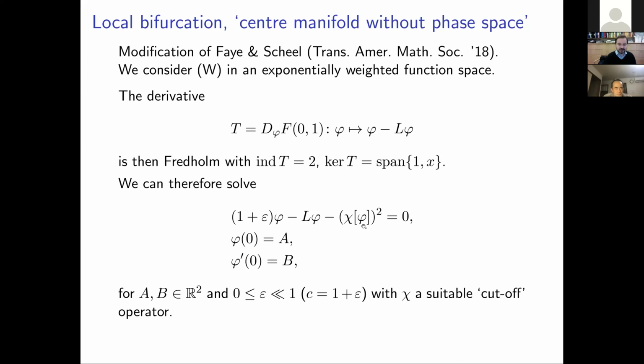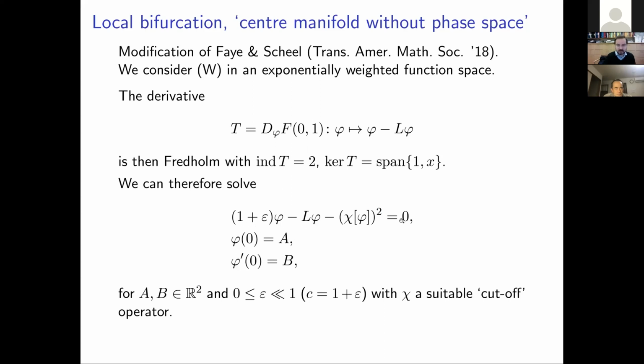And so what one does then is to modify the equation a little bit. We introduce the cutoff operator that I mentioned to make the nonlinearity bounded, and we can then solve this system. Here I've written 1 plus epsilon; this is really the speed. So we're looking at bifurcation from the trivial solution, but at the critical wave number, which is c equal to 1. I forgot to mention that when I talked about the linearization: the 0 here stands for linearizing around phi equals 0, and the 1 here is when c is equal to 1.